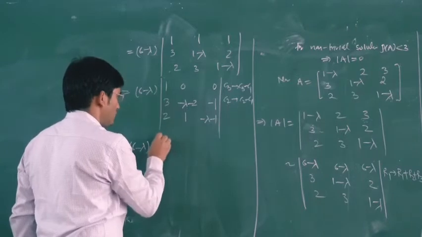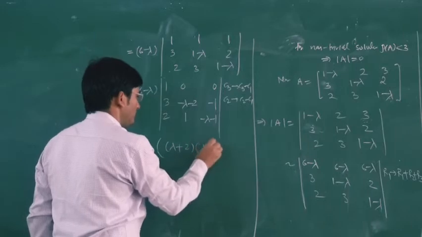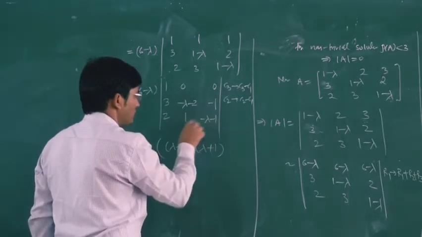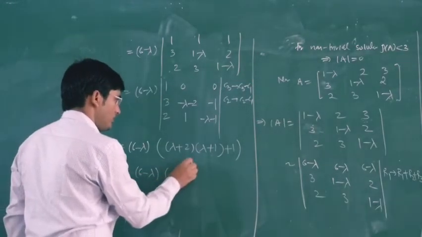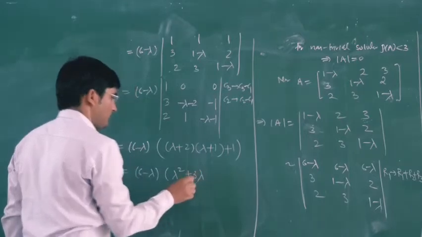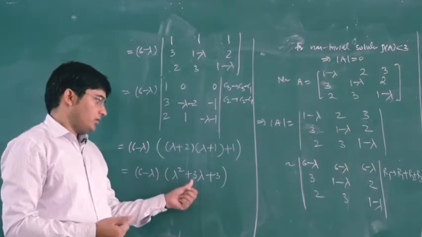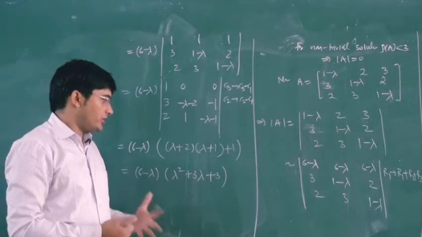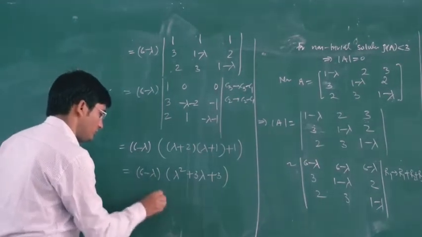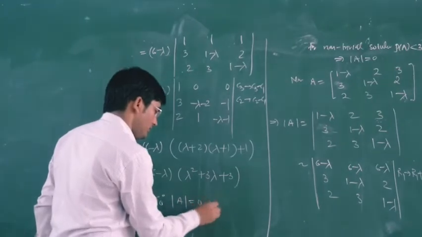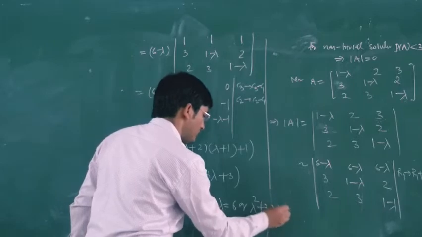Now let us open this determinant. So this will be your lambda plus 2 into lambda plus 1. Now this minus minus will become plus, so we have this one. So this is equal to 6 minus lambda, then we will have lambda square, from here we have 3 lambda plus 3. Now this bracket does not have any real value. Now because determinant of A is 0, so either lambda equal to 6 or lambda square plus 3 lambda plus 3 equal to 0.